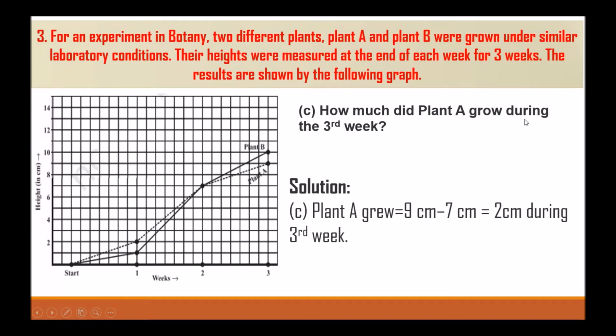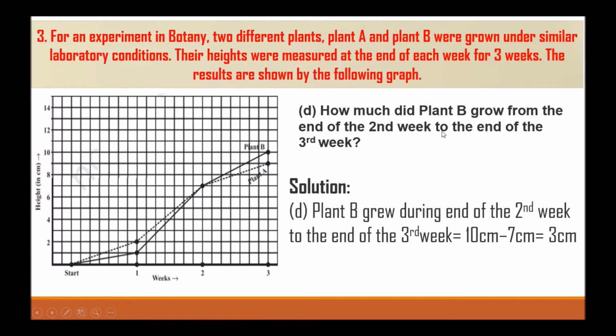How much did plant A grow during the third week? So plant A grew during the third week 9 centimeter minus 7 centimeter, that is 2 centimeter during the third week.